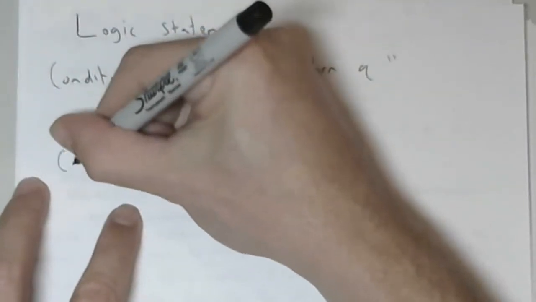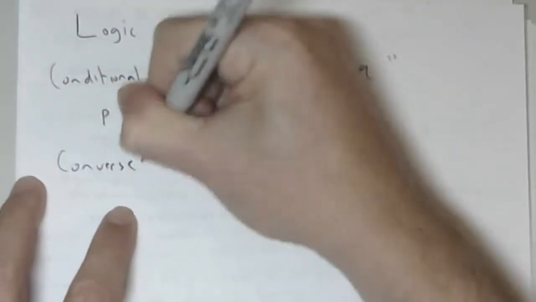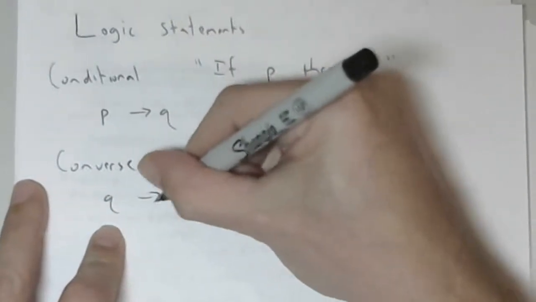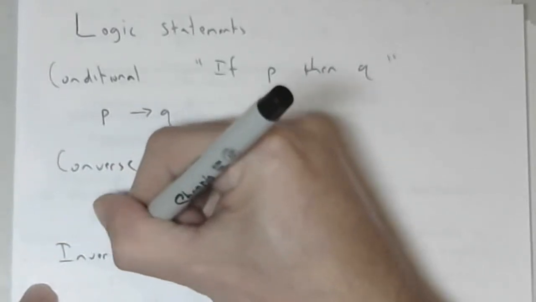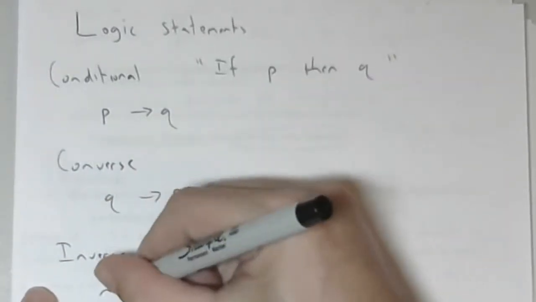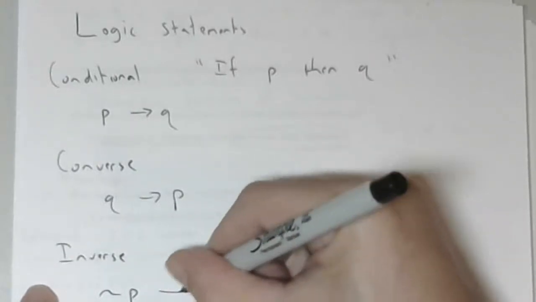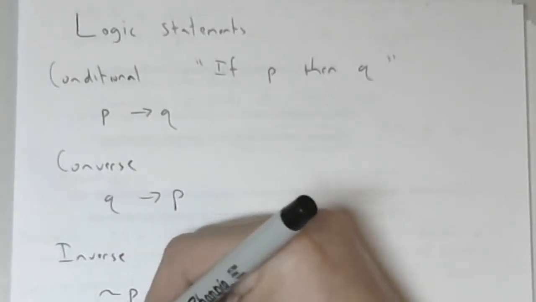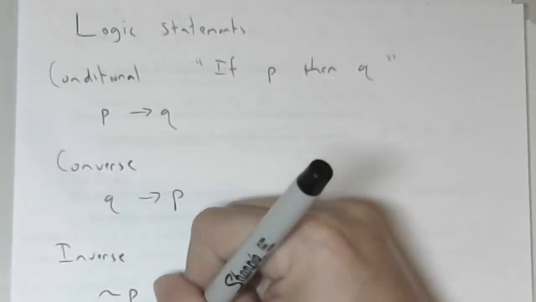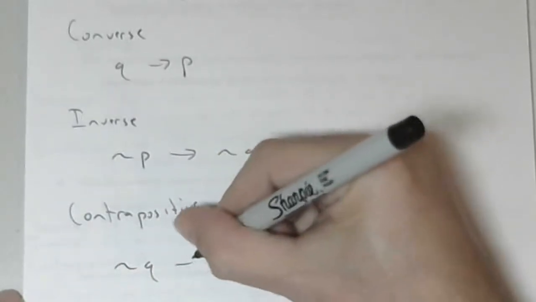The converse is if Q, then P. Your inverse is if not P, then not Q. And your contrapositive, sorry for the sound effects, is if not Q, then not P.